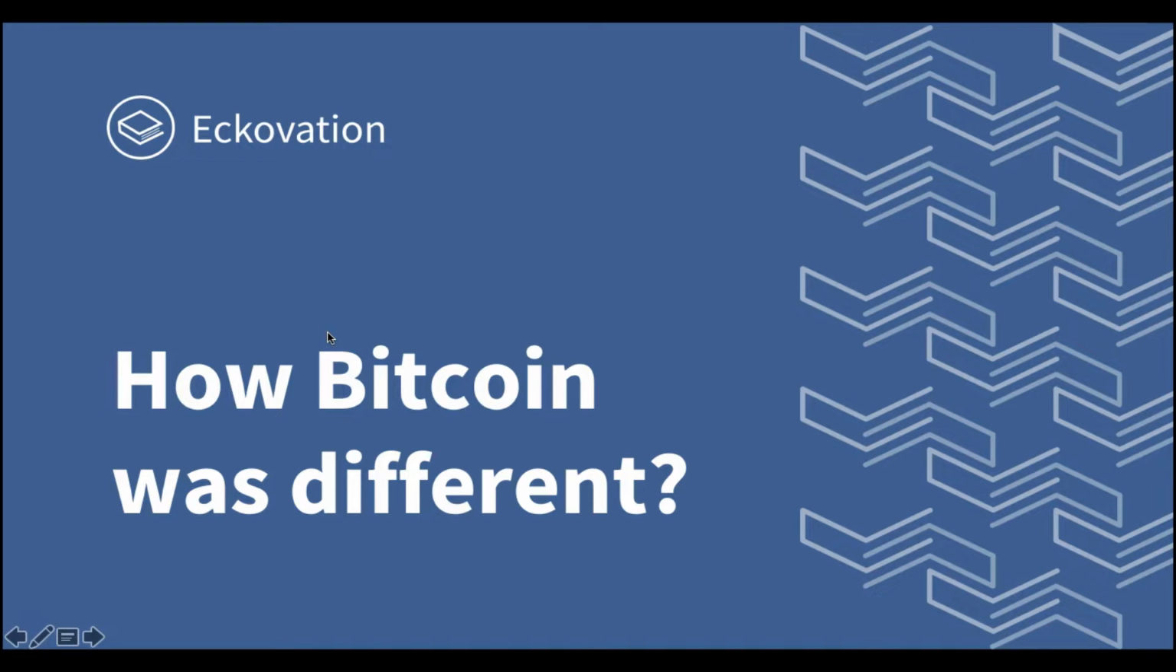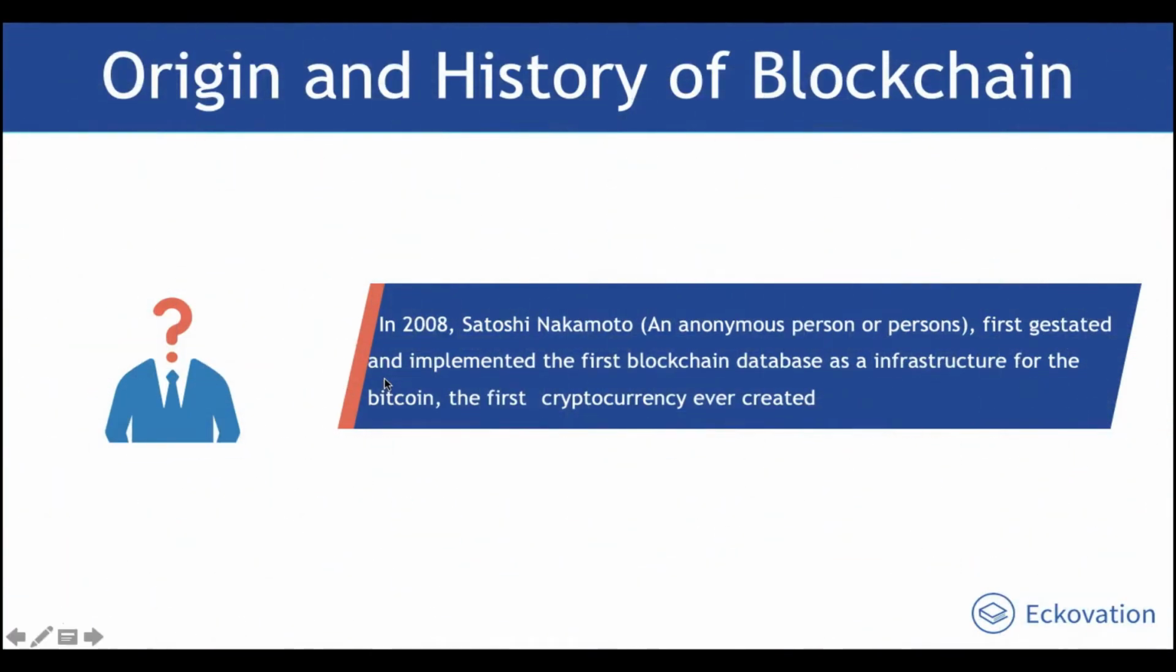So we will start with, let's see what is Bitcoin. The origin and the history of Bitcoin. In 2008, Satoshi Nakamoto, an anonymous person or probably a group of persons, first conceived and implemented the blockchain database as an infrastructure for Bitcoin, the first cryptocurrency ever created.